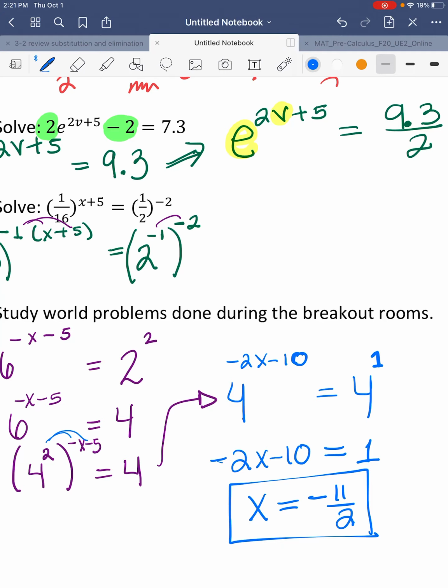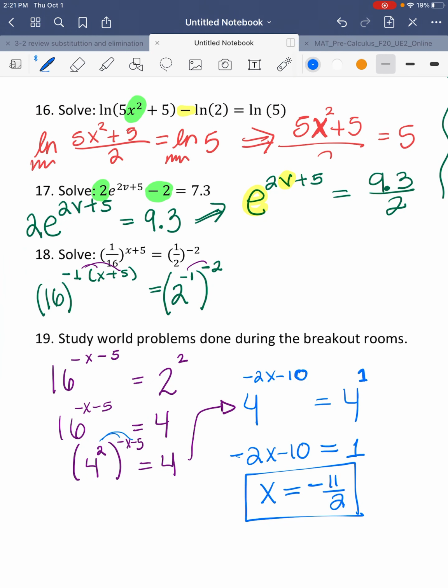Okay, so that's it for the review. And then your last thing to do, it says 19, study the word problems done during the breakout rooms. Those word problems were the thermometer one. That is the main one that you need to study. But that's it, guys. So this is the review, study, and the test will be on Monday. Have a good weekend.